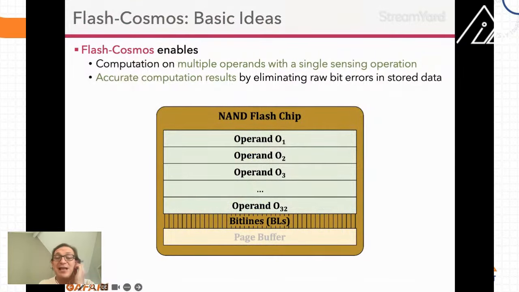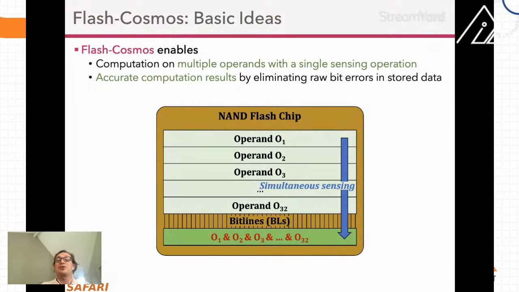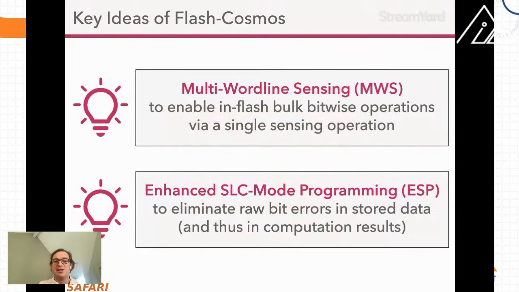Let me give you the high-level idea. Assume that you have 32 operands, 32 rows in a flash chip over here. What we are able to do is concurrently enable those 32 rows. If you concurrently activate those 32 rows in a flash block, what you get is a 32-input bitwise AND function. This is very fast, and it's 32 inputs, so it's a very large reduction of data. In this sense, flash memory chips are much more capable than DRAM chips. I will not go into a lot more detail, but you can do this reliably.